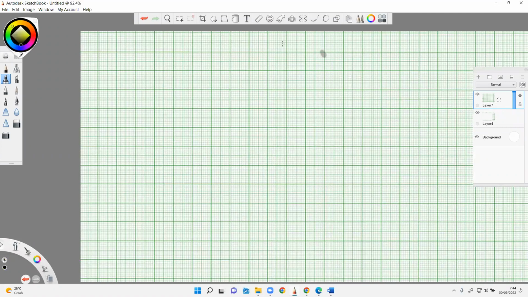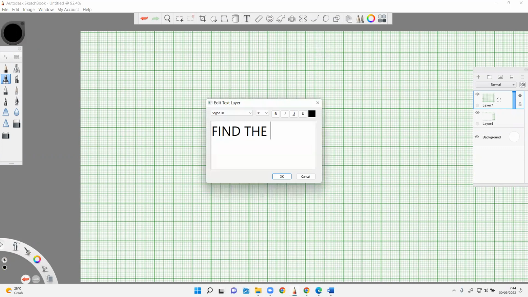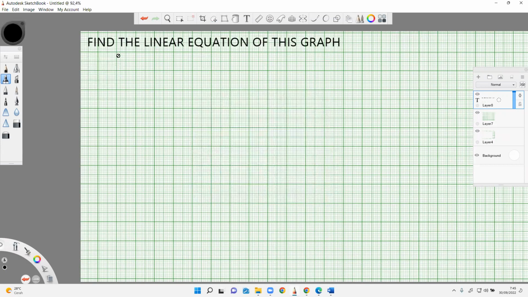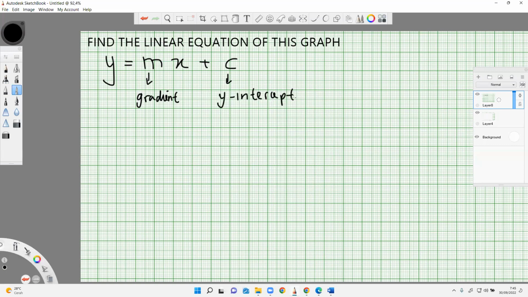Find the linear function of this graph. If we are asked to find the linear function, what you need to do is put the formula y equals, what is it? What is the m? Yes, y-intercept. Be careful about the term.